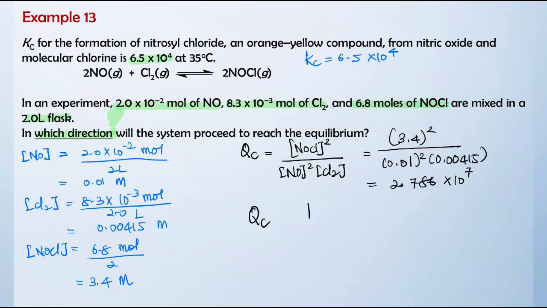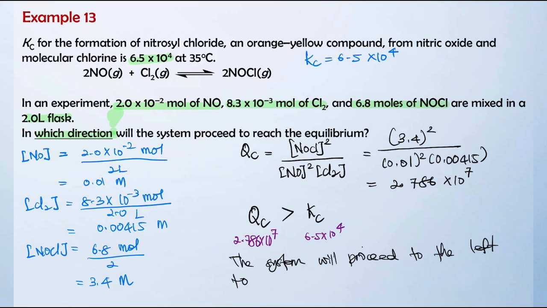And then when we compare the values of Qc and Kc, we find that the value of Qc is larger than Kc. So meaning to say, the system will shift to the left. We conclude that the system will shift to the left, or proceed to the left, to reach the equilibrium.